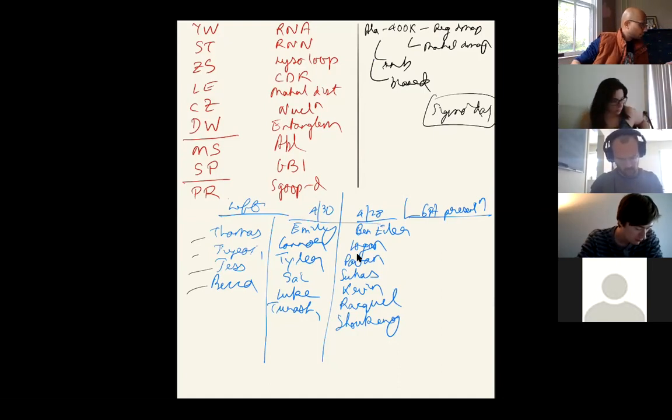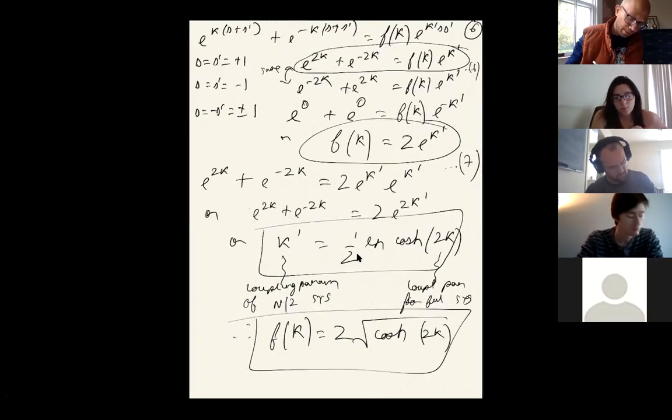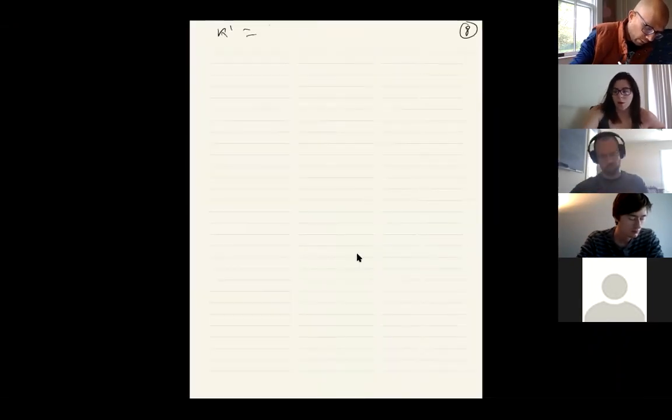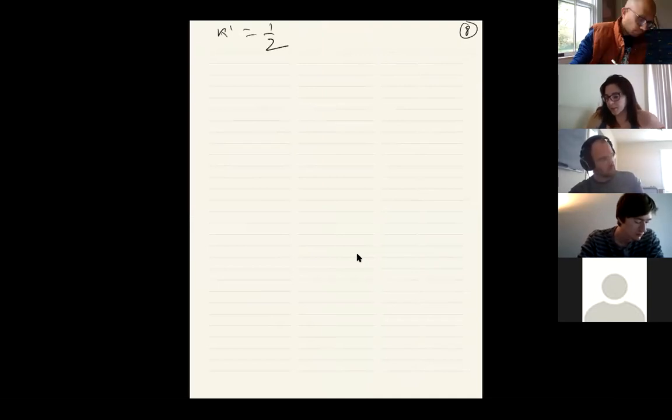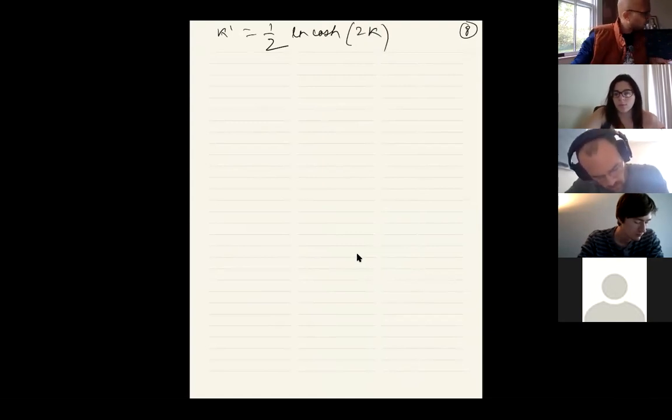So we know that our free energy per spin is log 2 when the interaction coefficient is very small. But we are not interested in that. We want to calculate the value of this at finite interaction coefficient. So how do we start with this? For this now, we will use our formula that K prime is equal to half ln cosh of 2K. It's not cos, it's hyperbolic cos.